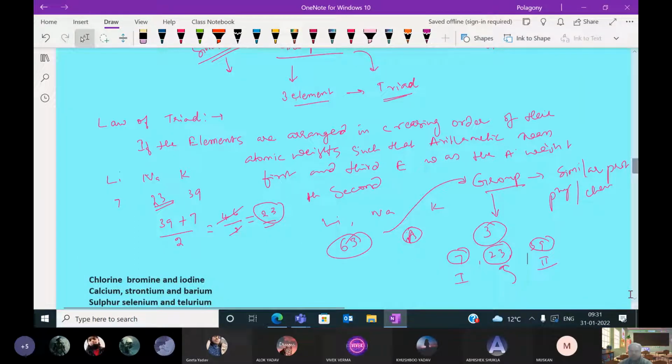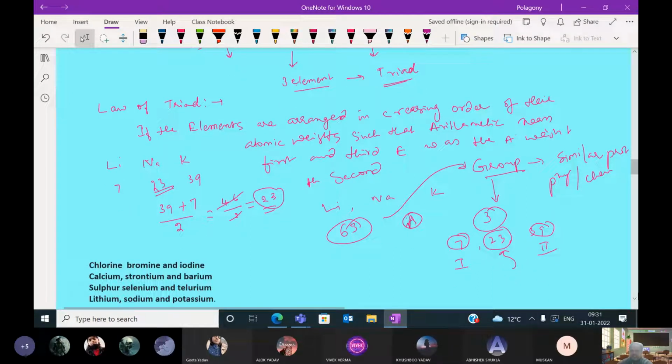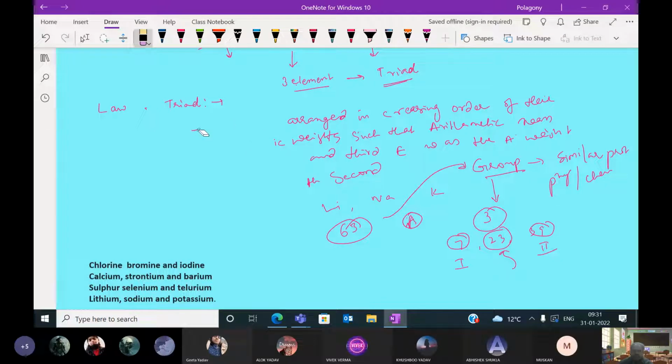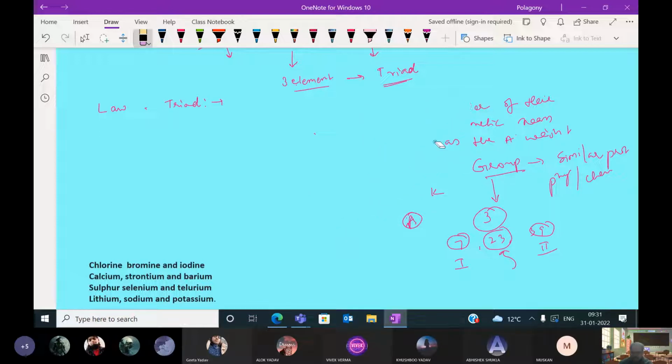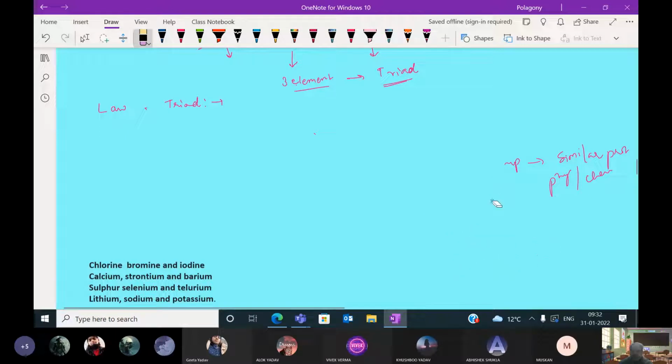So this means the principle involved in this classification by the Dobereiner scientist was the law of triad. Triad means three elements, arranged in increasing order of their atomic weights. The atomic weights were known at that time because of Dalton and Proust, who gave the atomic weights of the elements. That's why Dobereiner classified the elements very easily at that time.